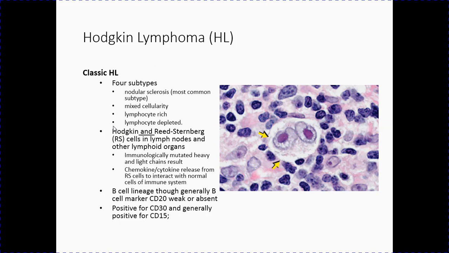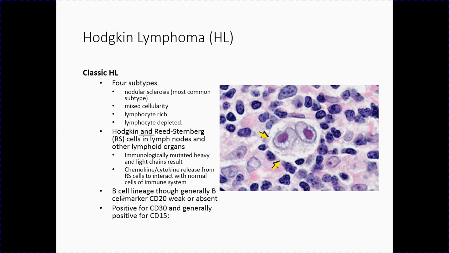They're B cells, so this is a B cell lymphoma. We can see here it's a B cell lineage. Though they're B cells, Reed-Sternberg cells possess immunologically mutated heavy and light chains, but they still interact with the immune cells, like CD4, CD8, T cells, B cells, plasma cells, etc., through the release of chemokines and cytokines that allow the Reed-Sternberg cells to interact with normal cells of the immune system.